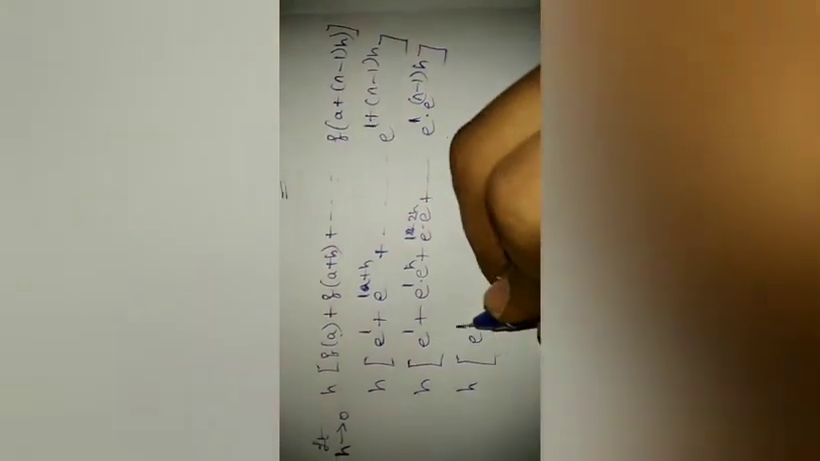The formula is a, a plus h, a plus 2h, a plus 3h, correct? So here it will be e^1 into e^((n-1)h), correct? From here, take e^1 common outside. It will be e^1 times (1 plus e^h plus e^(2h) and so on up to e^((n-1)h)), correct?